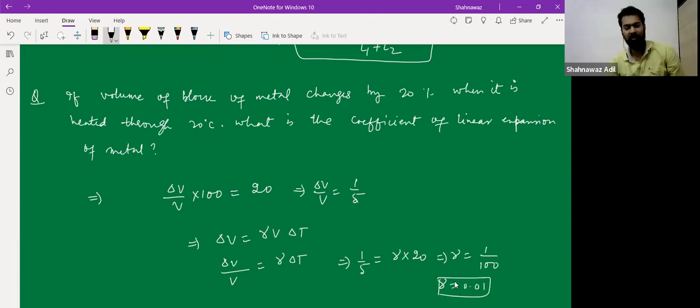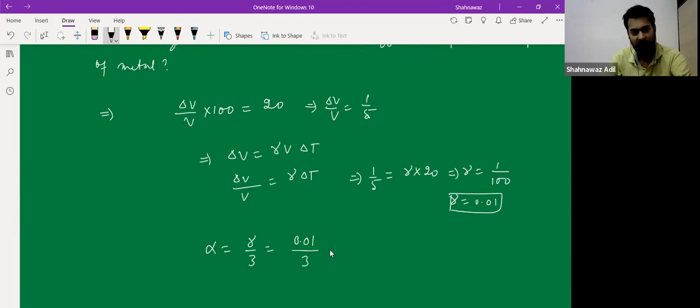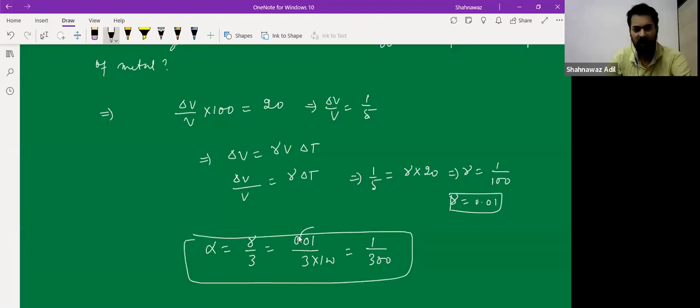Okay, so you got what? They've asked for linear expansion. Yes. Oh yes. Sorry. So we got gamma is 0.01. So alpha is what? Gamma by 3, right? So 0.01 by 3. And this is 100. So let's say 1 by 300, right? Okay, so you got the correct answer. You got 1 by 3 into 10 to the power minus 2, right?